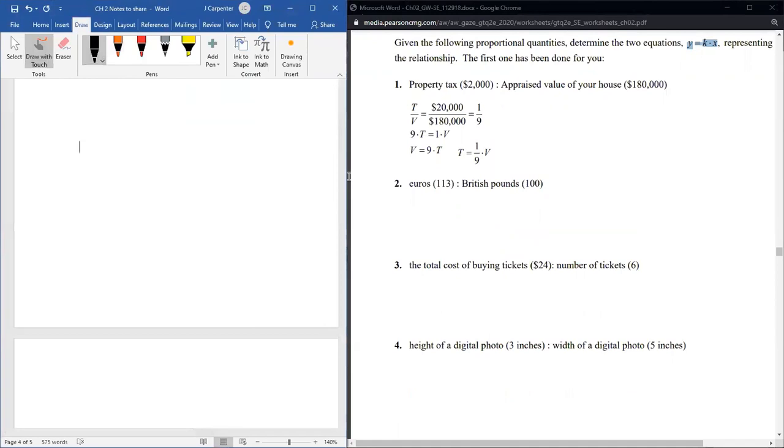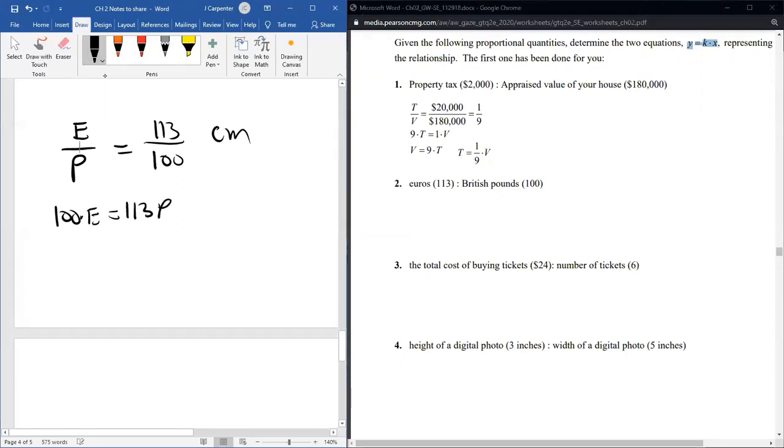Euros to pounds. So they say 113 euros gets you 100 pounds. So you could write, we'll do E for euros over P for pounds, not LB, that's a different type of pound. So we're deciding to go euros over pounds. I could have gone P over E, it doesn't matter as long as I'm consistent. Equals, write the number for the euros, which is 113, write the number for the pounds, which is 100. There's no reduction here, so go ahead and cross multiply. After you cross multiply, you'll get 100 times E is equal to 113 times P.